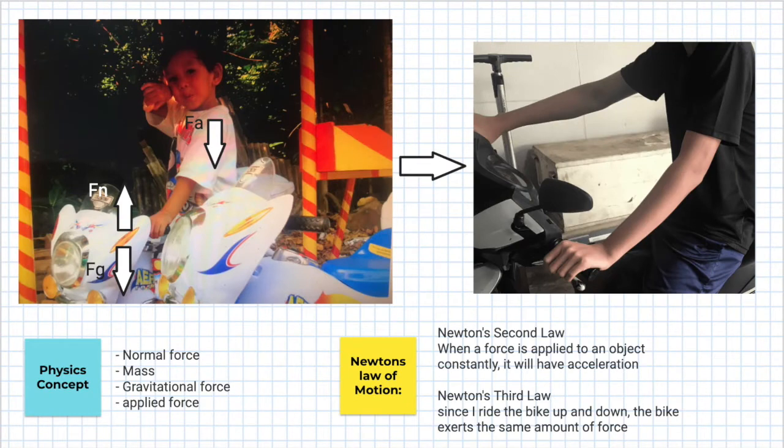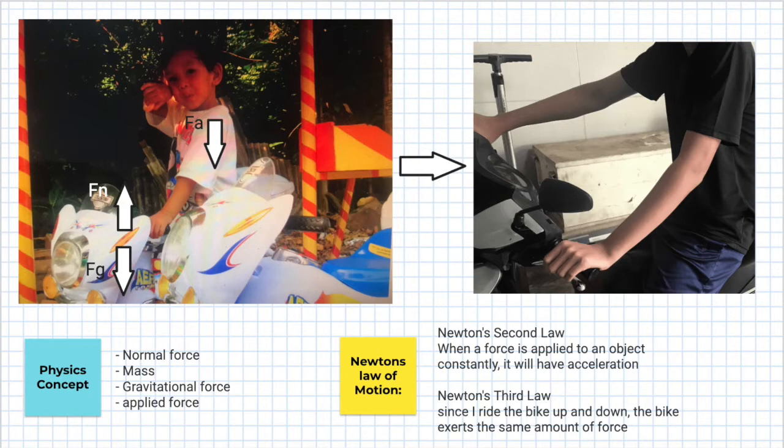Next, for the second photos, there is me riding a bike, and in these photos there are 4 physics concepts. The first one is normal force, the second one is mass, the third one is gravitational force, and the last one is applied force. In these photos we can analyze that the normal force is heading up and the gravitational force is heading down, the same as the first photos, which have the same concept.